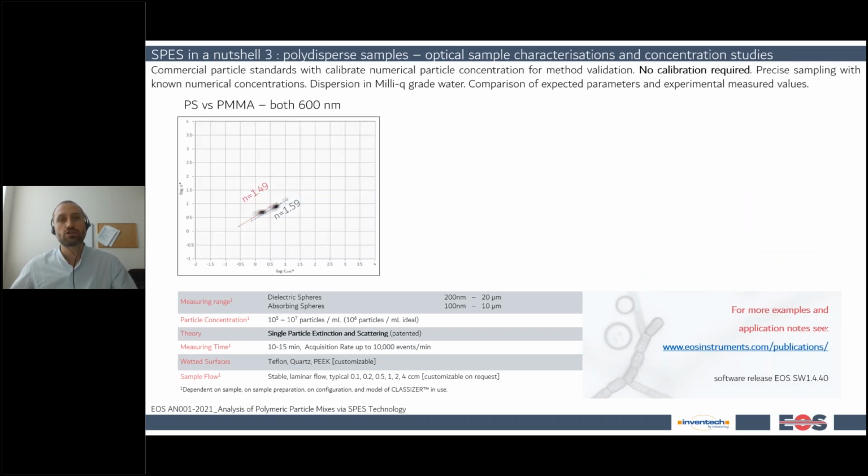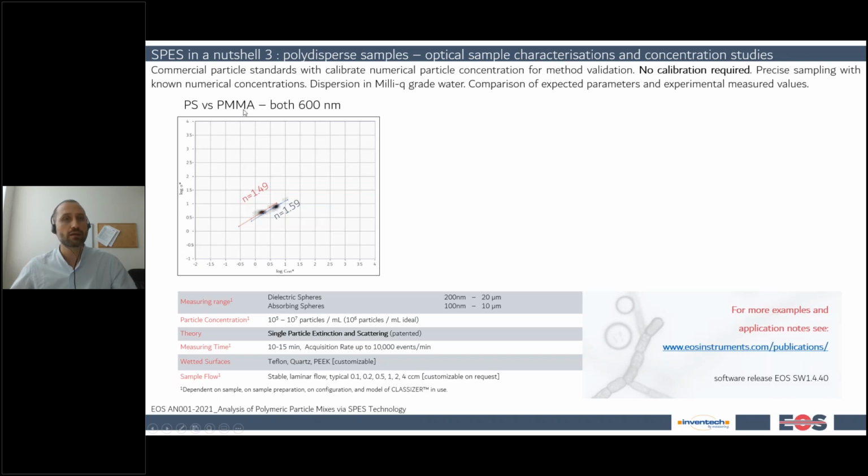Considering some of the advantages of the method, let me show you this example. This is data coming from the analysis of a mix of polystyrene and PMMA, both with the same size.